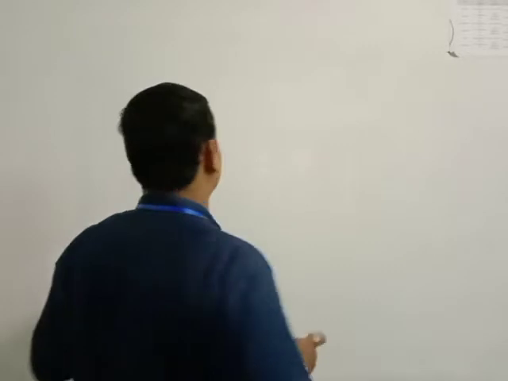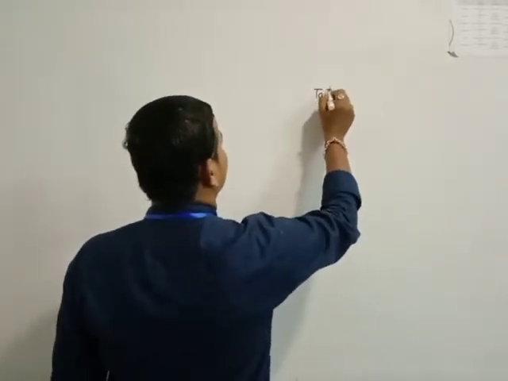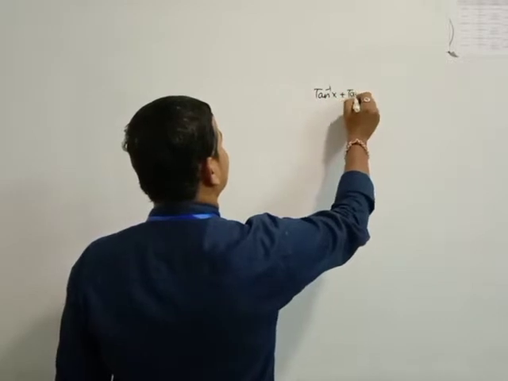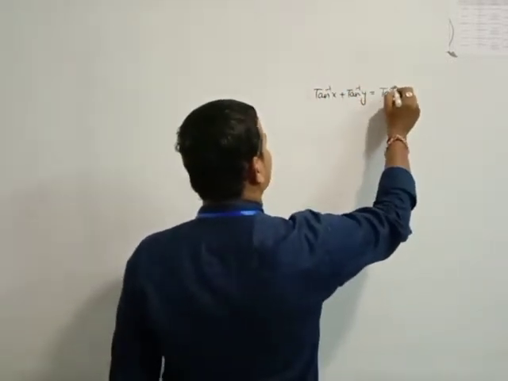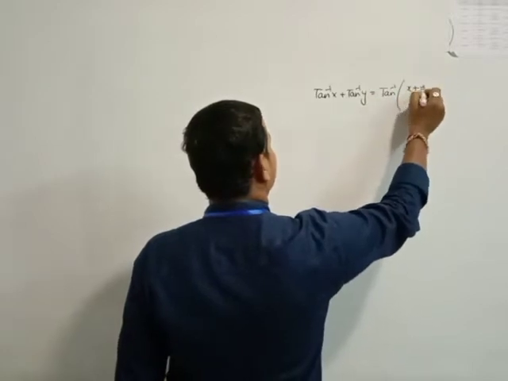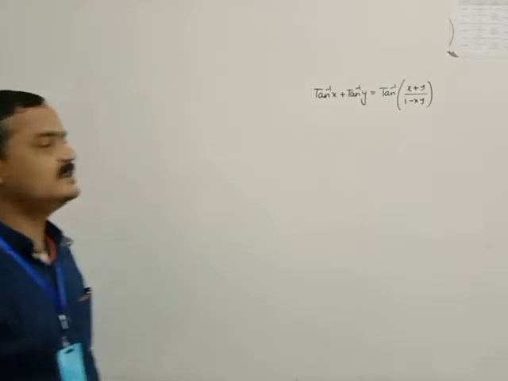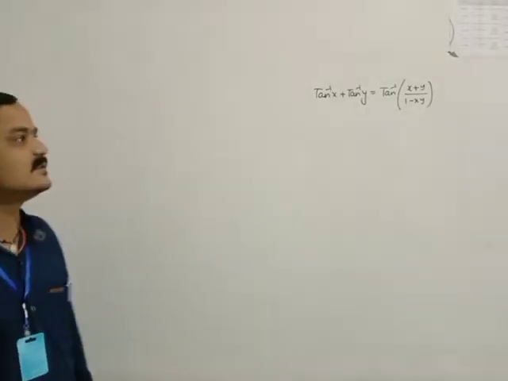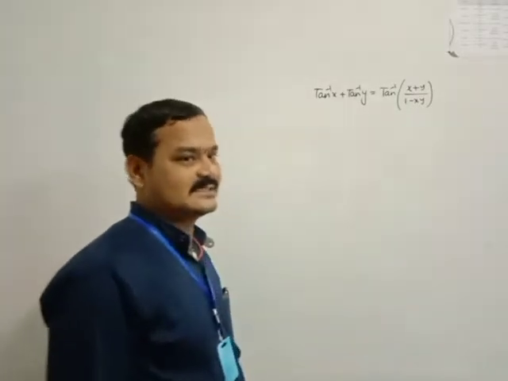The first and most important formula is tan inverse of x plus tan inverse of y is equal to tan inverse of (x plus y) by (1 minus xy) in some domain. Here x and y must be greater than or equal to 0 and xy less than 1. Some conditions are there.